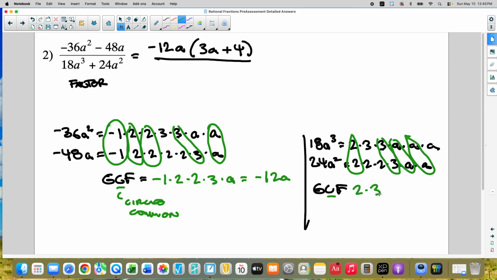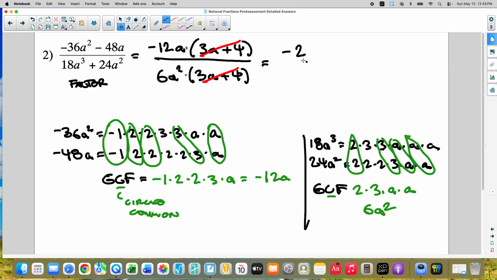So 2 times 3 times a, which equals 6a squared. So we're going to factor out a 6a squared from both of these, leaving us with 3a plus 4. Good. Now I turn this addition and subtraction into multiplication. Notice we have multiplication between these, and we can cancel these addition and subtraction because they're entire terms. And then we have negative 12 over 6, which equals negative 2 in the numerator.